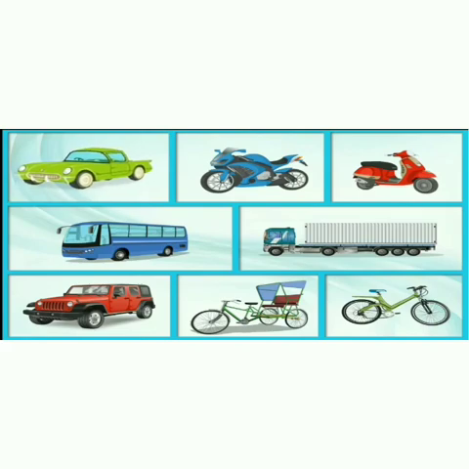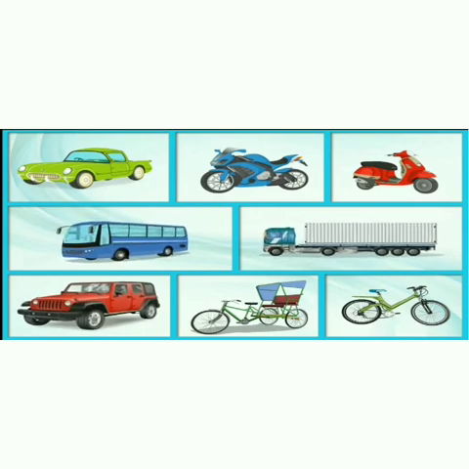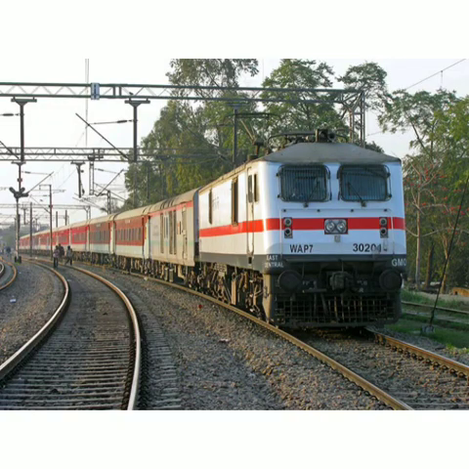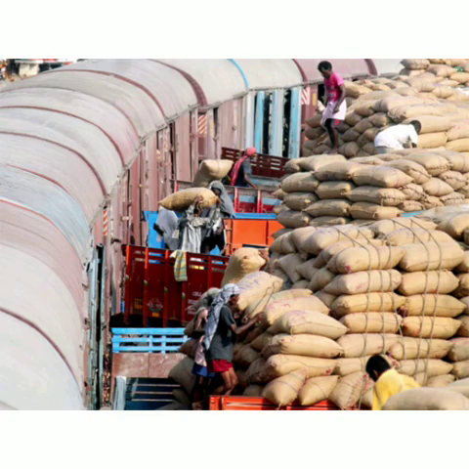So let's start. Vehicles such as cars, motorcycles, scooters, buses, trucks, jeeps move on road. Many people use rickshaws and bicycles to cover short distances. Trains and metro move on tracks. Railways are used to carry heavy goods such as food grains, building materials, coal, iron.